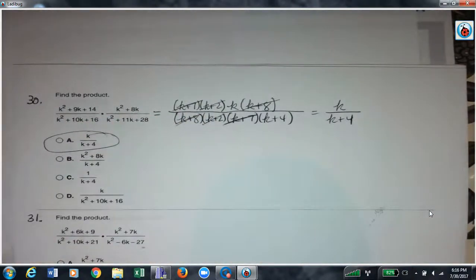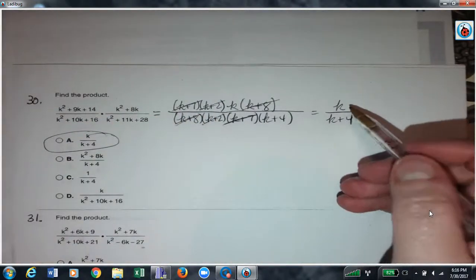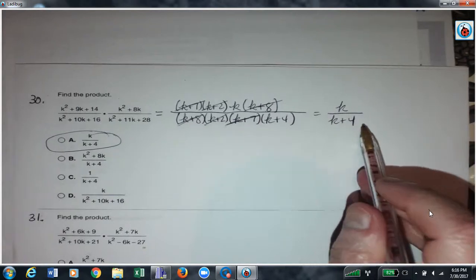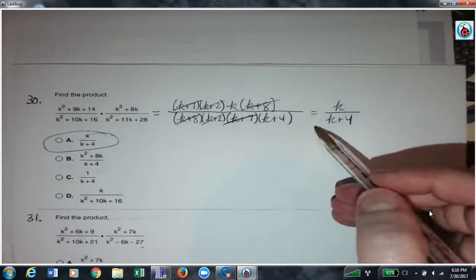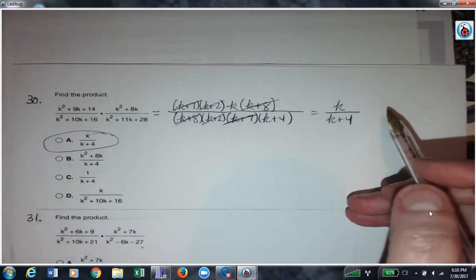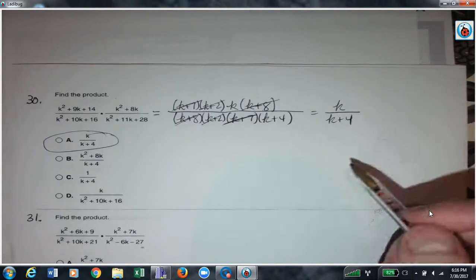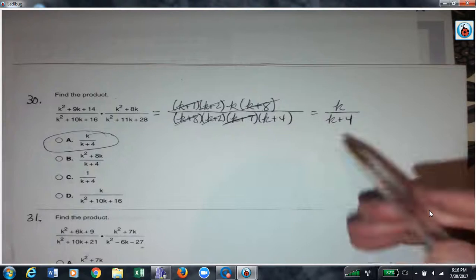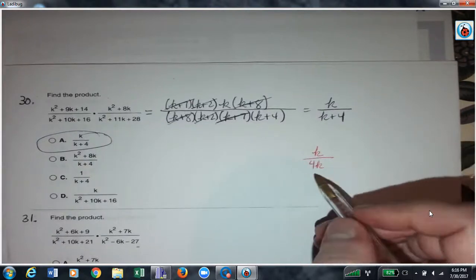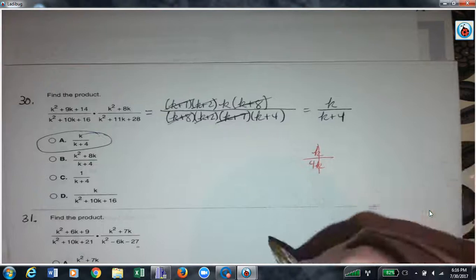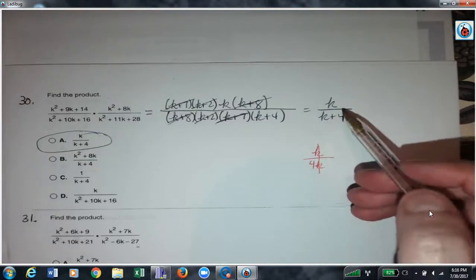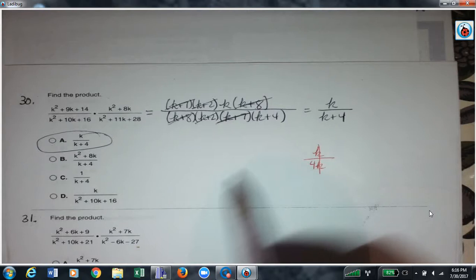Now, you cannot cancel the k here, because that is k plus 4. You cannot cancel those out and then say, I don't know, 1/4 or 0/4. You cannot cancel the k's. If I have that, then since that's a product, I can cancel the k's, but we cannot cancel the k's here. So it's k over k plus 4.